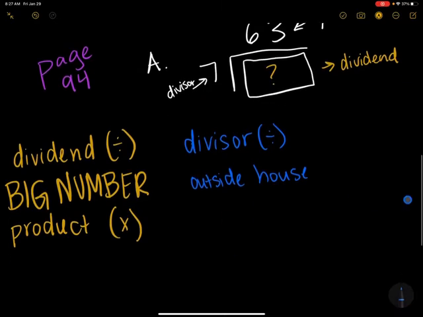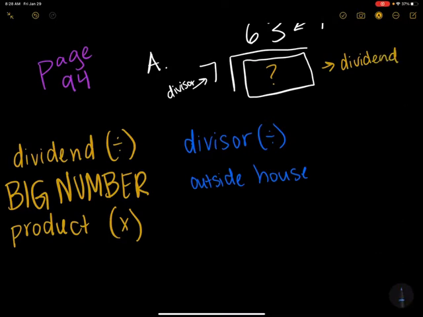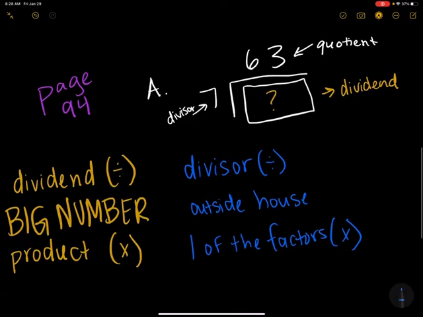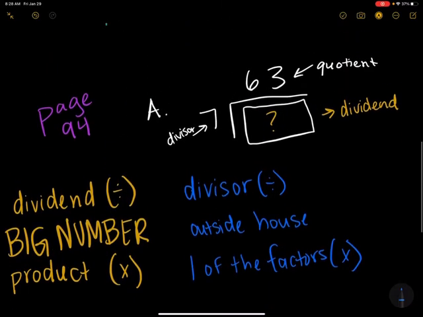And in multiplication, the divisor is going to become one of the factors. One of the factors. In multiplication, it's going to be multiplied by something else.